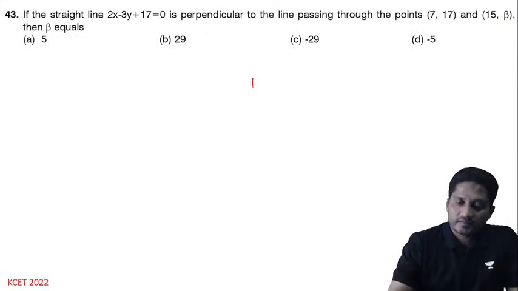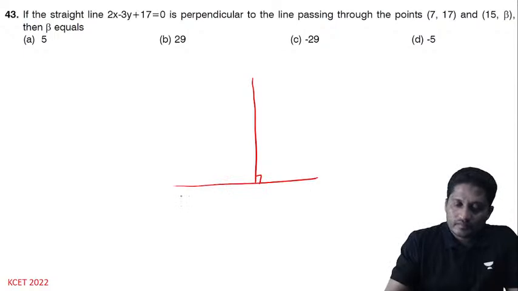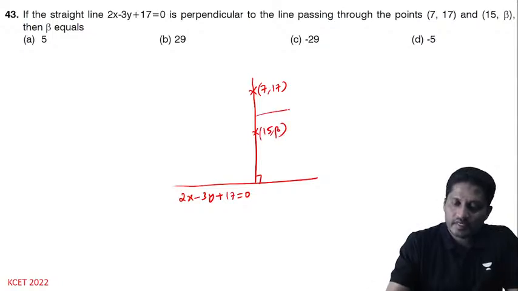If a straight line 2x minus 3y plus 17 is equal to 0 is passing through the points 7, 17 and 15, beta. Right, slope of this line will be equal to beta minus 17 upon 15 minus 7. That is beta minus 17 divided by 8.